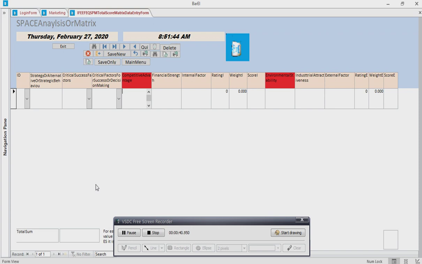Environmental stability includes technological change, price elasticity, price range of competitive products, substitute pressure, demand volatility, and inflation rate. Industry attractiveness includes capacity utilization, profit potential, resource utilization, labor productivity, growth potential, and financial stability.